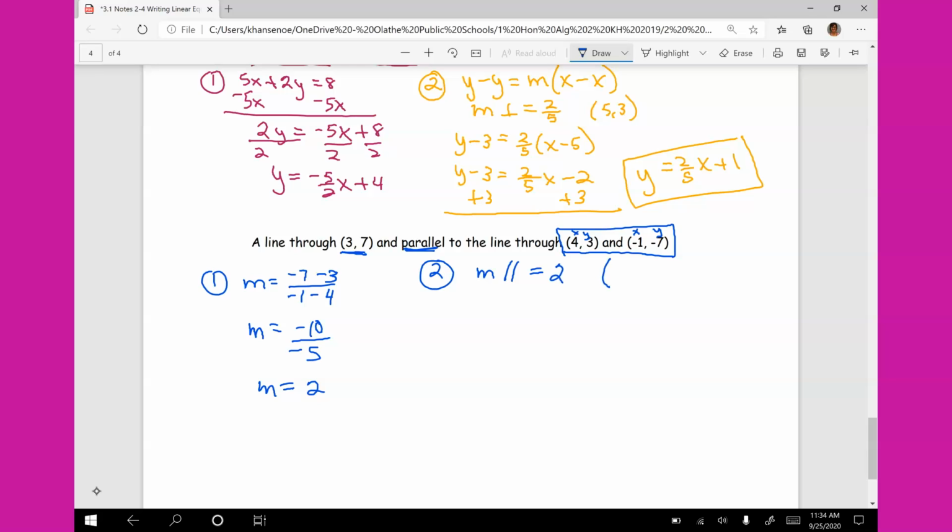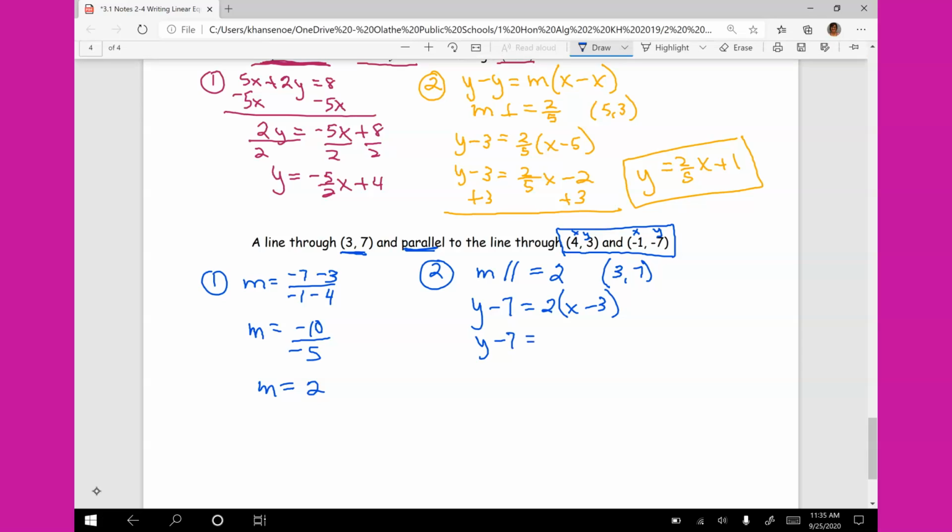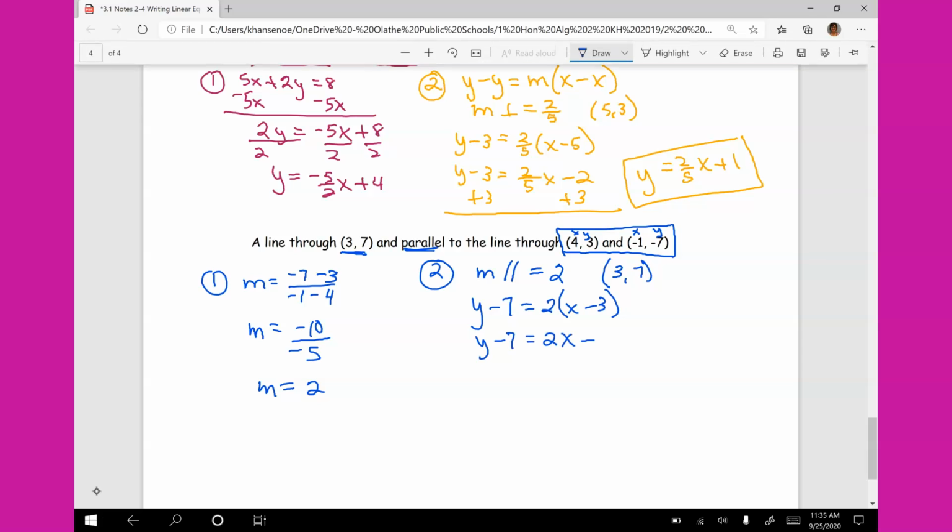And then it's going through that point, so you have to use 3, 7. So now I have y minus 7 equals 2 times x minus 3. I get y minus 7 equals, distribute that 2, I get 2x minus 6. I add 7, I get y equals 2x plus 1.